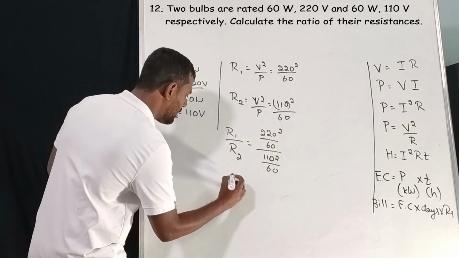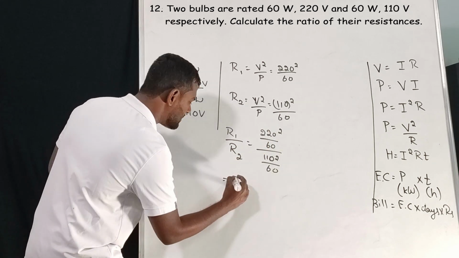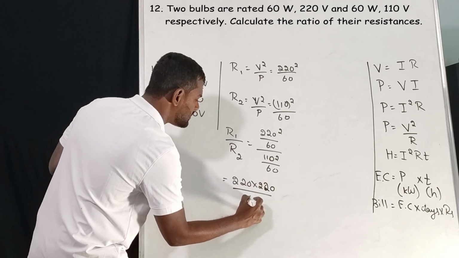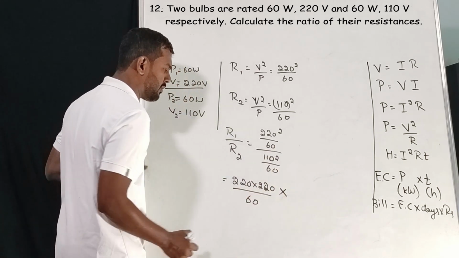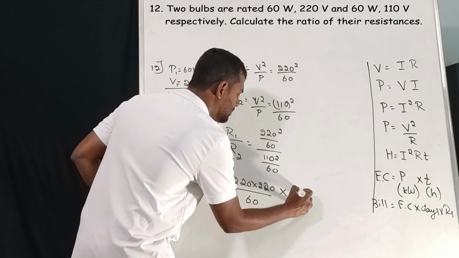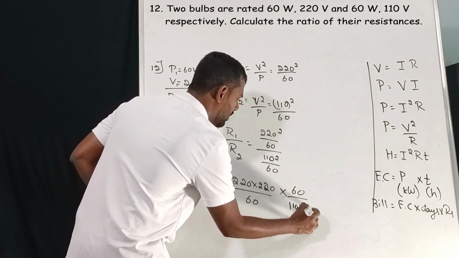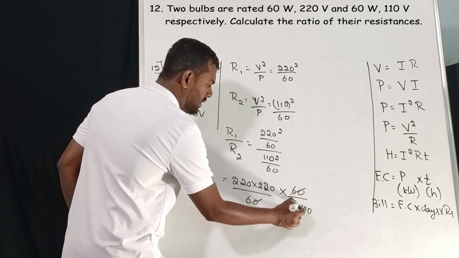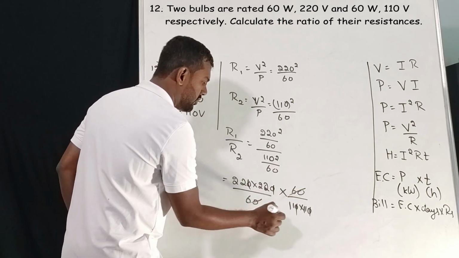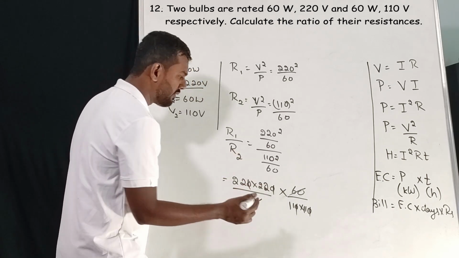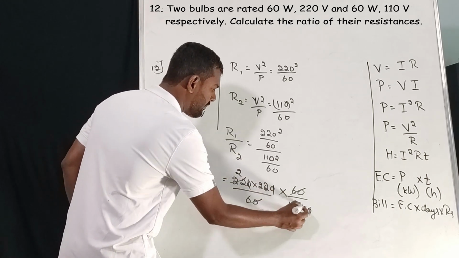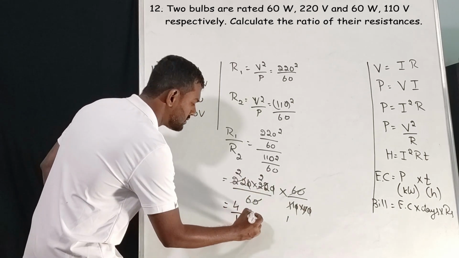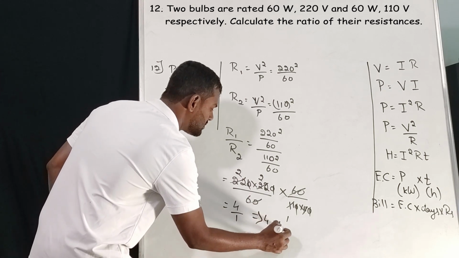See, I can write this one. First fraction I'll write it as it is. 220 square is nothing but 220 into 220 by 60. So instead of division, I'll go for multiplication. I'll take the reciprocal. So this will be 60 by 110 into 110. 60 will get cancelled. So 22 into 22 by 11 into 11. 11 twos are 22, 11 twos are 22. So what is the answer? 4 by 1. So 4 by 1 is nothing but 4:1.